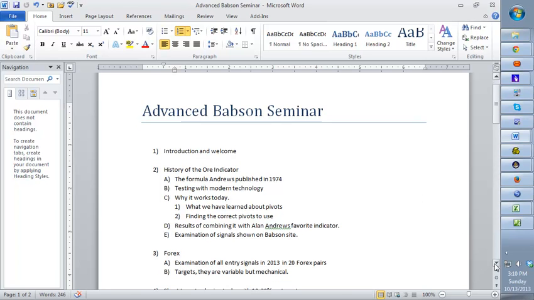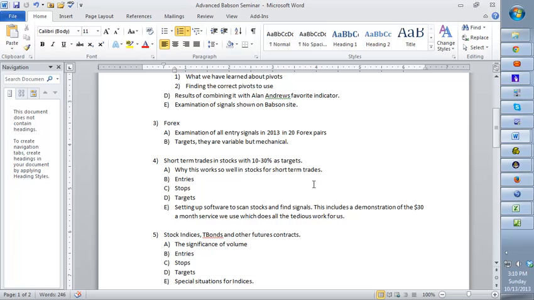Then what we're going to do is we're going to move on to Forex. Now, some of those signals that we have on that list are going to be part of the Forex signals, all the entry signals that occurred in the 20 Forex pairs in 2013. We're going to meticulously go over each one. I mean, you see it once or twice at some level, you know it, but the more you see it, the better, right?